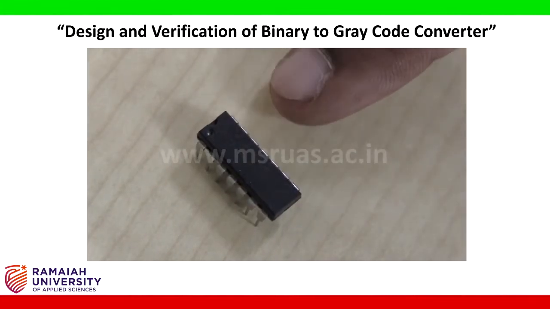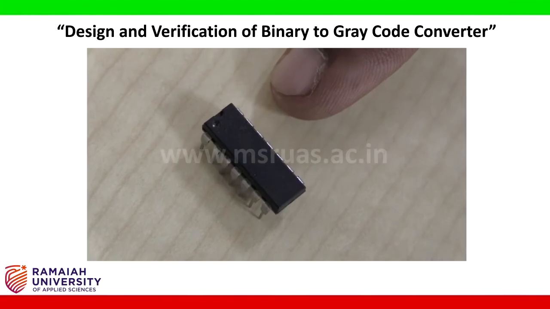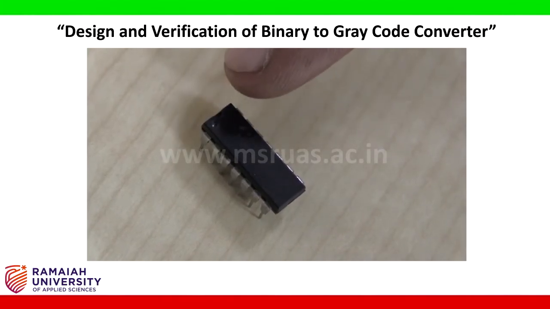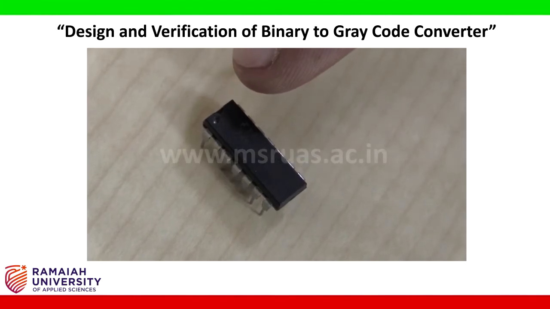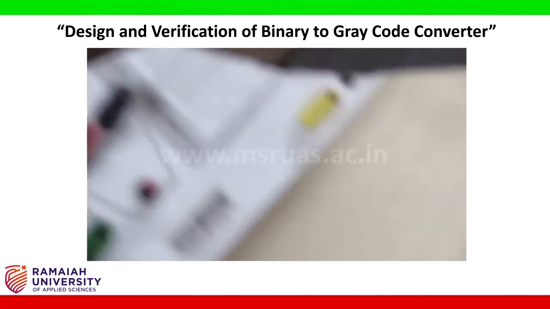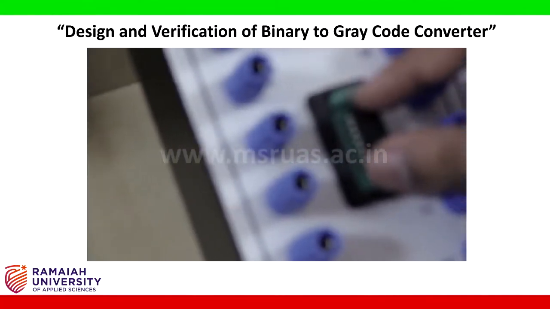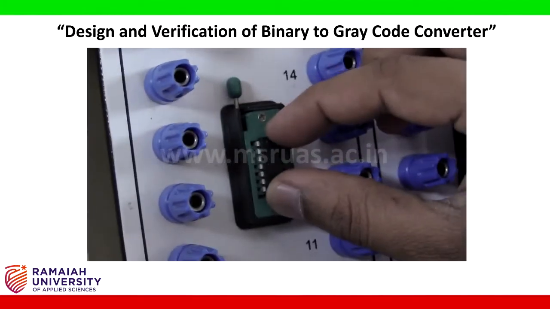Now let us place this IC into the IC base. Before placing the IC into the IC base, we have to make sure that there is a notch in every IC. The notch should always be in the upward direction before placing it into the IC base. So I am taking it and placing it into the IC base first. After placing it, close the lever and make sure the IC is not coming out.